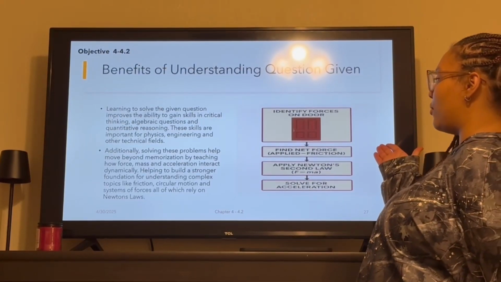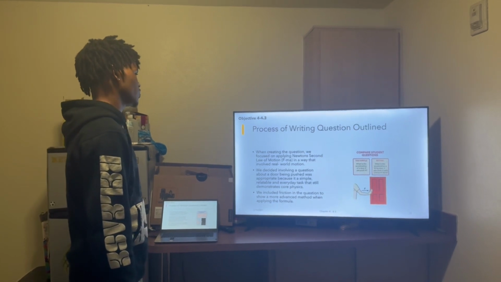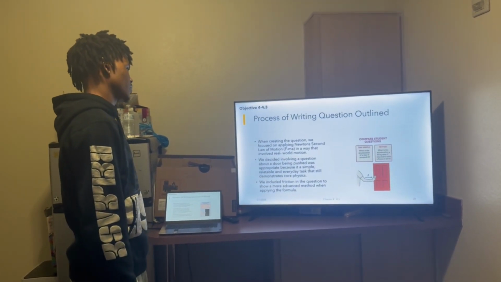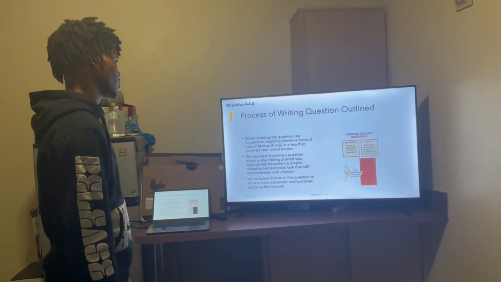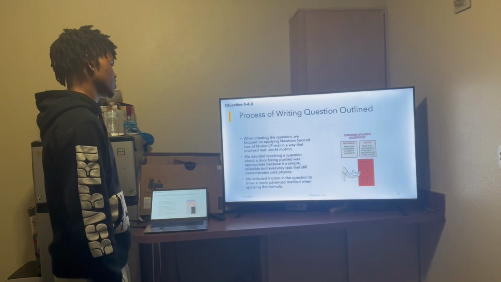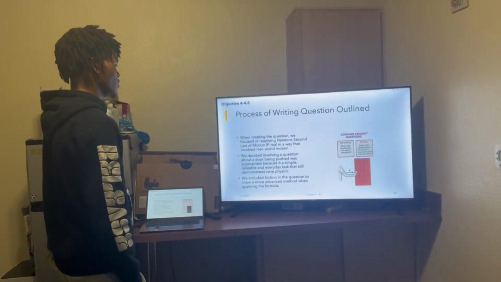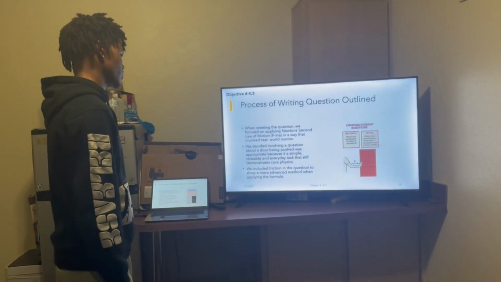Identify force on door. Process of writing question outline. When creating the question, we focused on applying Newton's second law of motion, F equals ma, in a way that involved real-world motion. We decided involving a question about a door being pushed was appropriate because it's a simple, relatable, and everyday task that still demonstrates core physics. We included friction in the question to show a more advanced method when applying the formula.